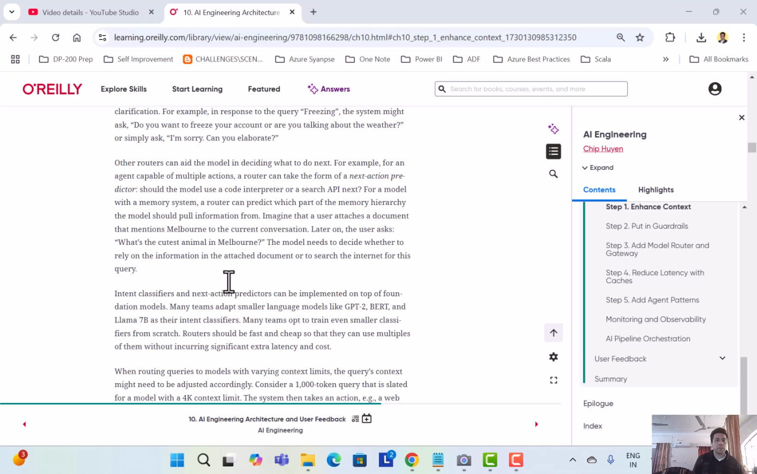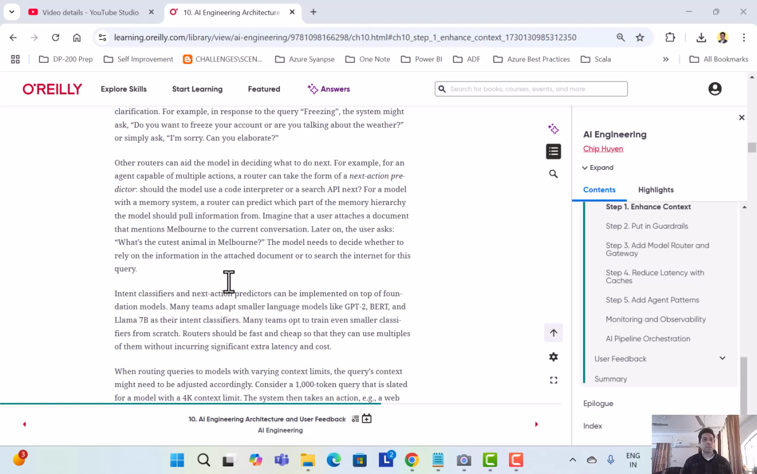For a model with a memory system, a router can predict which part of the memory hierarchy the model should pull information from. Imagine that a user attaches a document that mentions Melbourne to the current conversation. Later on, the user asks what's the cutest animal, and the model needs to decide whether to rely on the information in the attached document or to search the internet for this query.